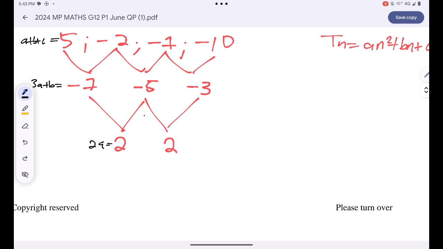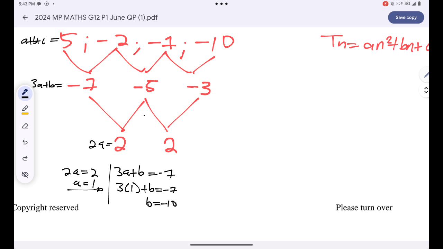How can I find A? I can simply say 2A is equal to 2, therefore A is equal to 1. Are you together? After finding A, I can go and find the value of B. That's 3A plus B is equal to -7. I have 3A, that's 3 times 1, plus B is equal to -7. Therefore, B is just equal to -10.